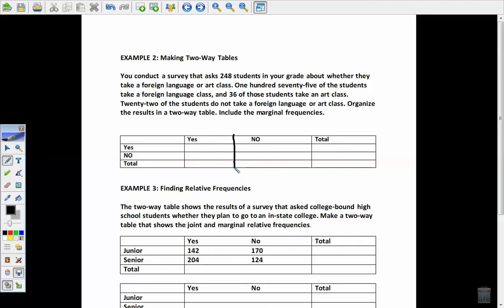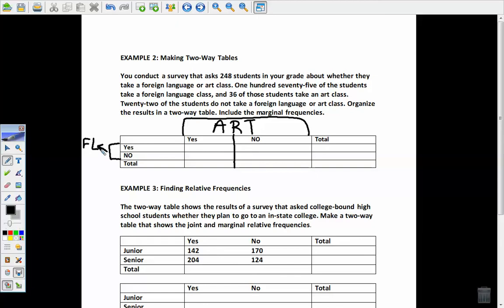What I'm going to tell you is this. We need to label this before we even start. The values up top here for yes and no, I'm going to kind of put a box up here. These are the number of kids that are taking art. All right? So art is going to work in a column format here. And then I'm going to put FL down here for foreign language, for the number of kids that are taking this right here, okay?